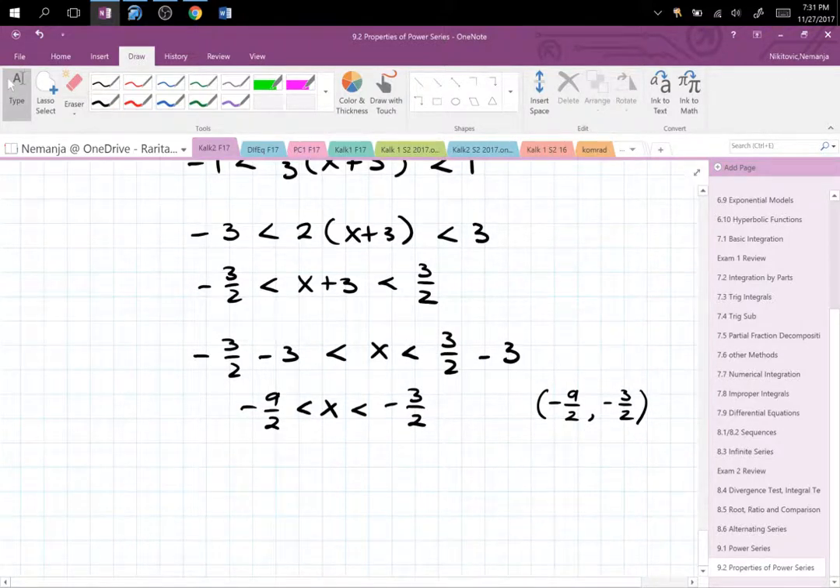And then the radius: when we add the 2, we get 12 divided by 2, which is 6, so -3. So the center is at -3. And if you draw this, you have -3 as the center, -9/2 on this side and -3/2 this way. So the radius is 3/2.